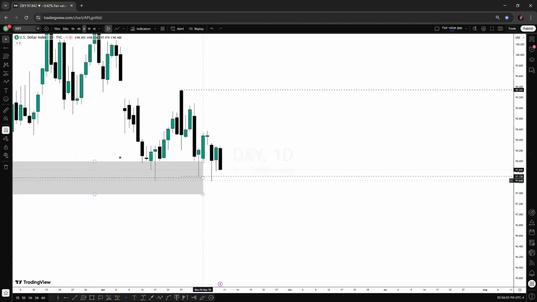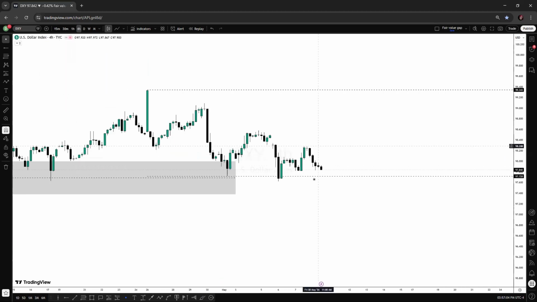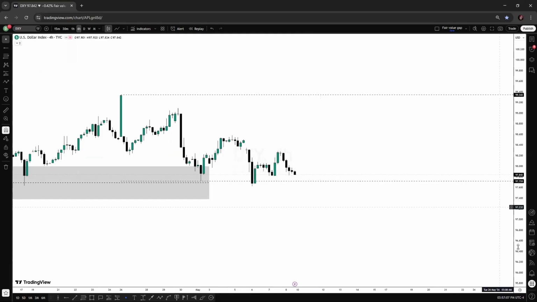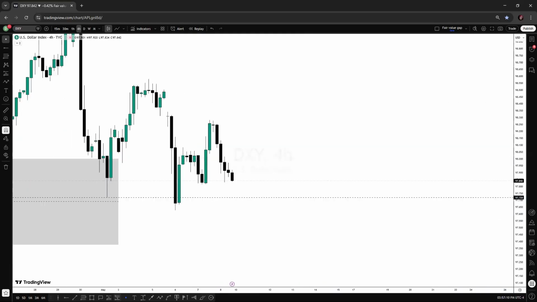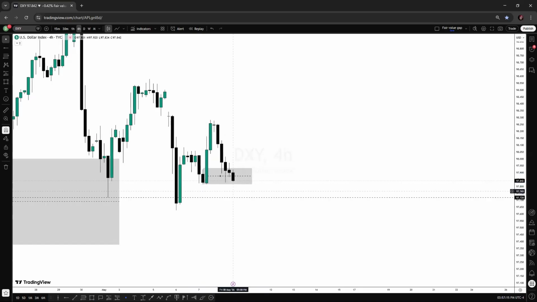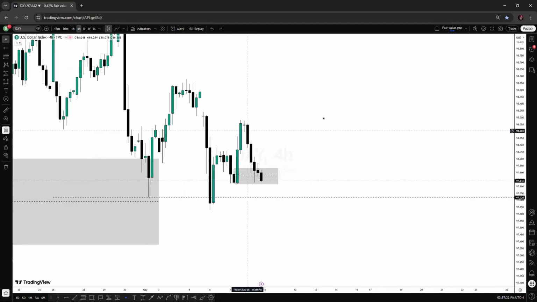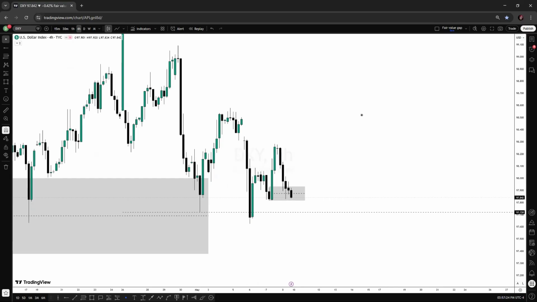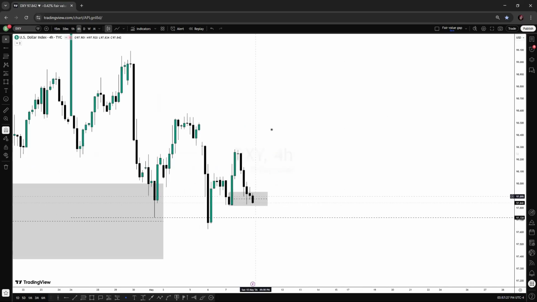So you see this price level, we have been rejecting off this price level. I am anticipating, you see, we came back into this order block to mitigate this order block on H4. So I'm anticipating and expecting that the market will open and give us a push to the upside. All right. So that's for DXY.